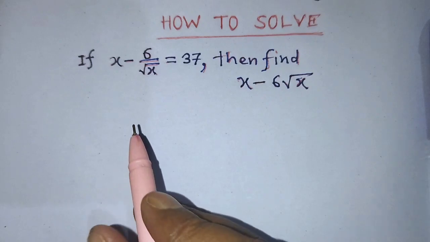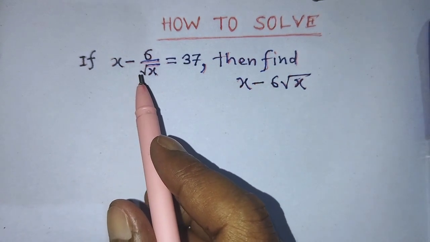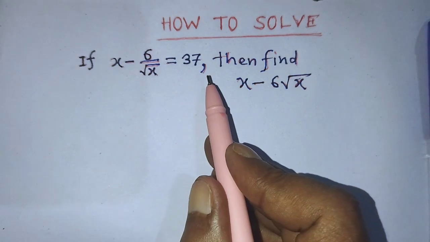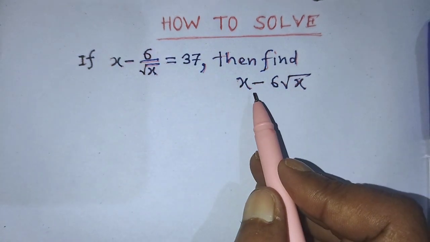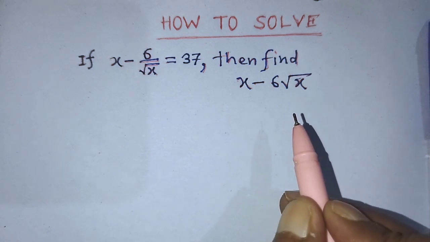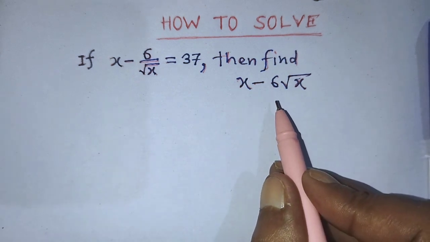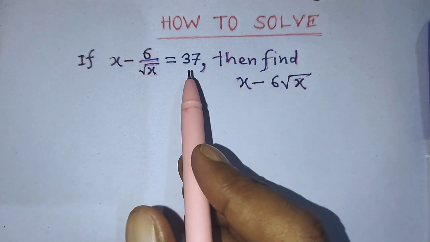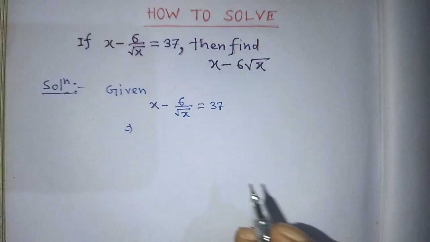So student, today our question is: if x minus 6 over root of x is equal to 37, then find the value of x minus 6 into root of x. Today in this video I will tell you how to find the value of x minus 6 root of x from this algebraic equation.